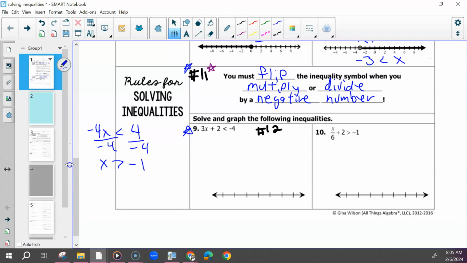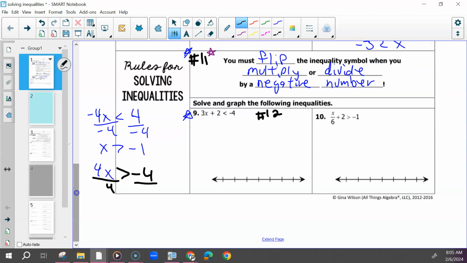But if I had something like 4x is greater than -4, and I divided both sides by 4, the sign would not change. So it always has to do with whatever is being divided with x. If that part is a negative, then you flip the sign. But if you're dividing and the number on the other side is already negative, you don't change the sign. The nice thing about solving inequalities is it's the same as solving equations. We just have to keep that rule in mind.